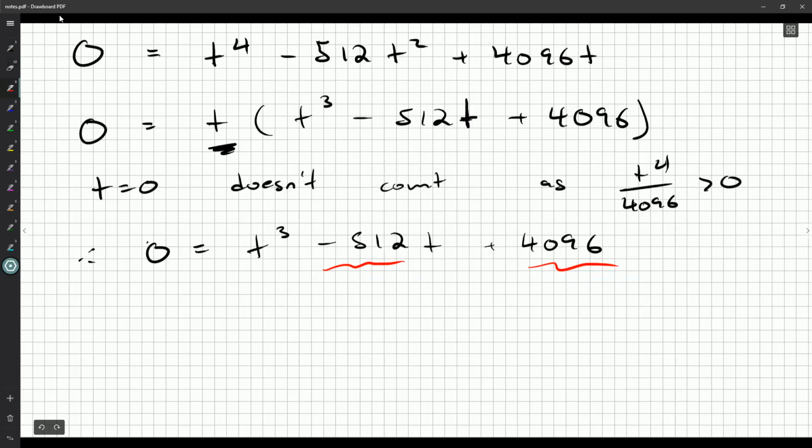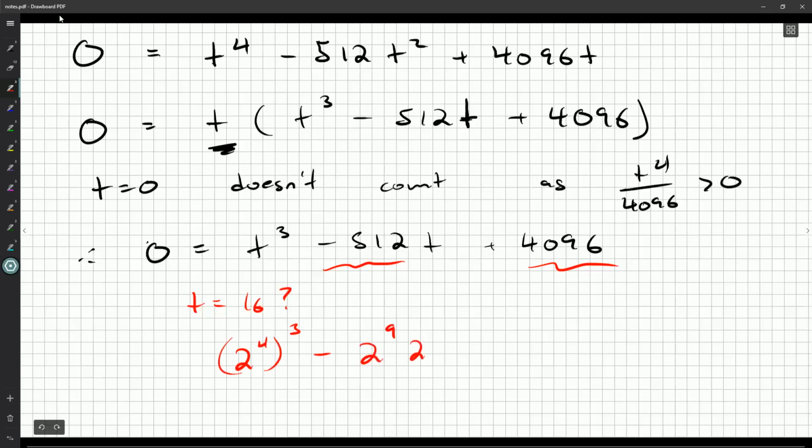Well, I might have to employ another technique to solve this, but let's try a power of 2 that's bigger than 8, so maybe t is 16? Well, then what would we have? We'd have t to the 2 to the 4 cubed minus 2 to the 9, 2 to the 4 plus, oh, this is going to work, 2 to the 12. So this is 2 copies of 2 to the 12, one here, and one here, minus 2 to the 13, which is just 2 copies of 2 to the 12. So 16 is a root, and now I can continue on.